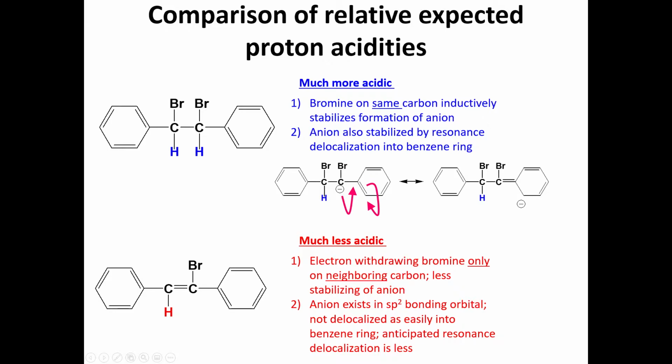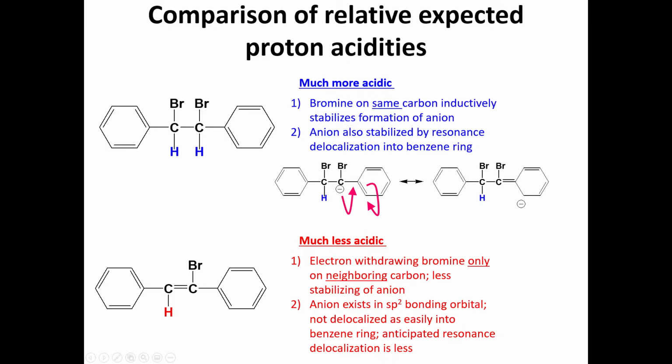However, once we form the double bond, the hydrogen becomes much less acidic. This is due to the electron-withdrawing bromine on the neighboring carbon. So this bromine is on the neighboring carbon, which causes less stabilization for the anion if we were to remove the hydrogen. And not only that, but now our anion exists in an sp2 orbital.